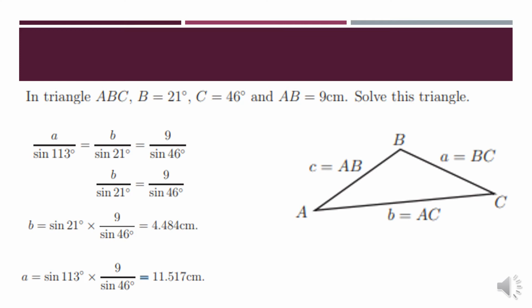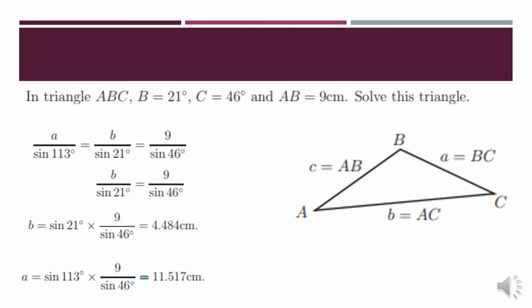In this example, we are given two angles and one side, so the sine rule can be used. Furthermore, since the angles in any triangle must add up to 180, angle A must be 113. We know that AB is equal to 9.